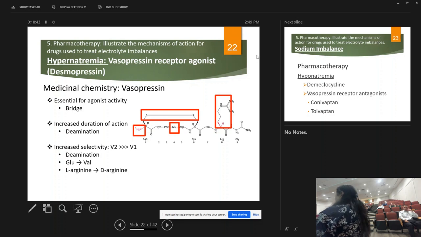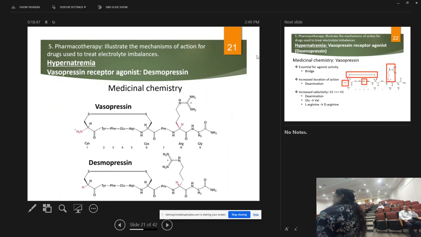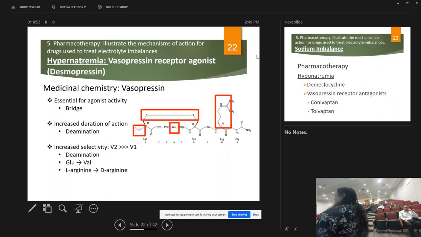If you can see in the previous slide, this is deaminated, right? There's no amine group here. So if you want to increase the duration of action of vasopressin, you remove this amine group, which is removed in desmopressin. That means it can act for long. It doesn't get destabilized.